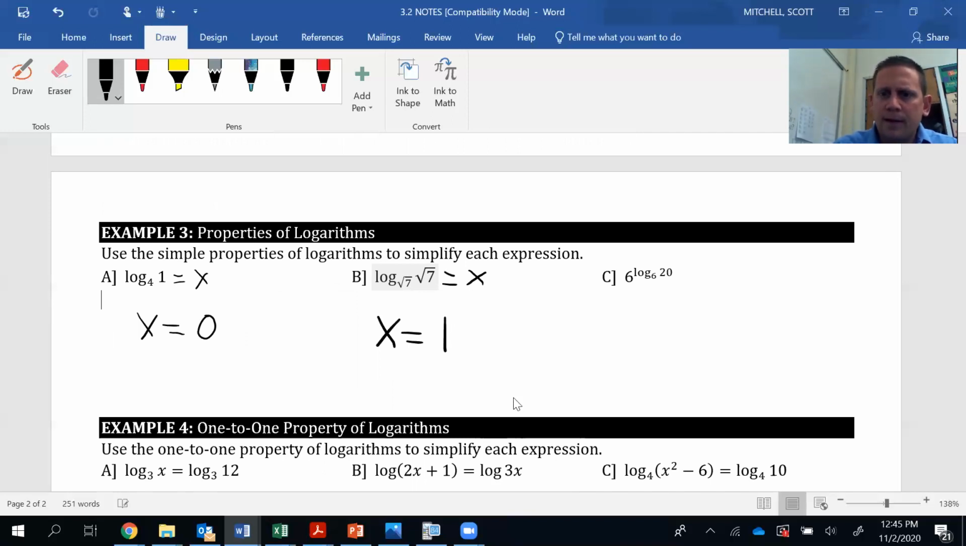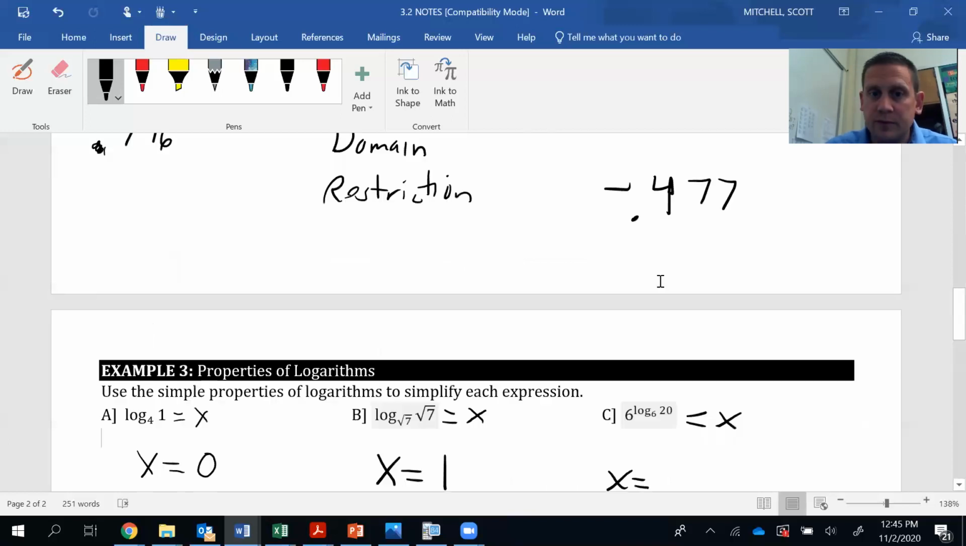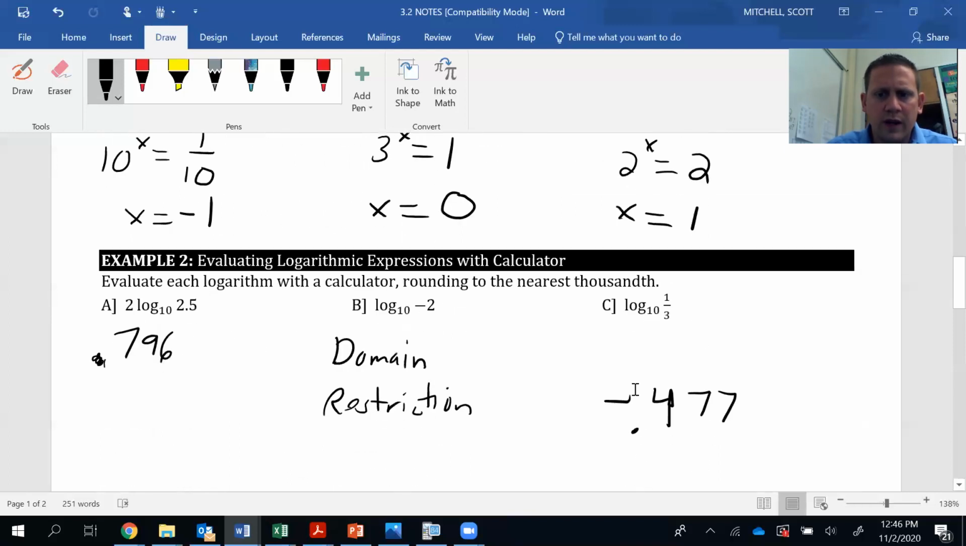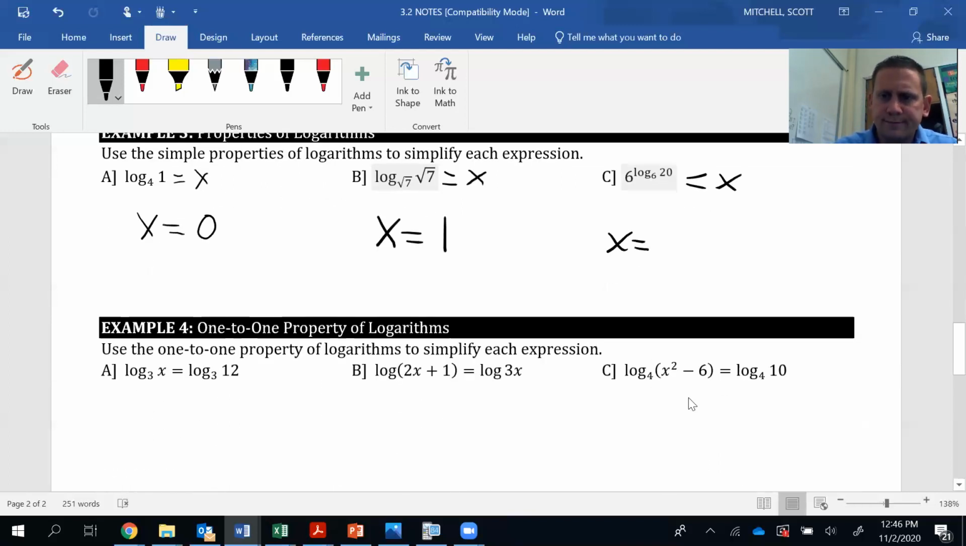what's going on. And then for this one, if you're trying to figure out what it equals, you have an exponential expression of a base to a power of a log with the same base of some number. So let's go back up here. I know I'm scrolling a lot. So log of some base to a power of x equals x. That's really the same type of thing that we're dealing with right now. So the answer to this is just 20.